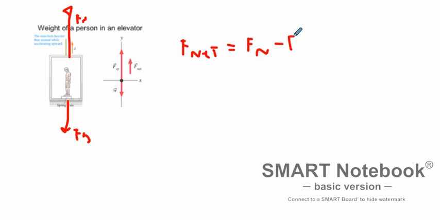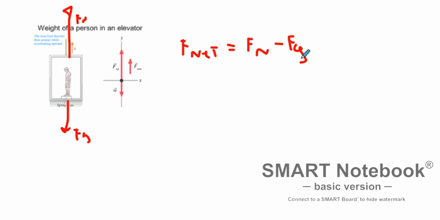This is our equation: force net equals ma. So if we're accelerating upwards, then I'll have a positive a here. When I take gravity to the other side, I'm going to take ma plus force gravity. If we're accelerating downwards, then I'll have a negative acceleration here.